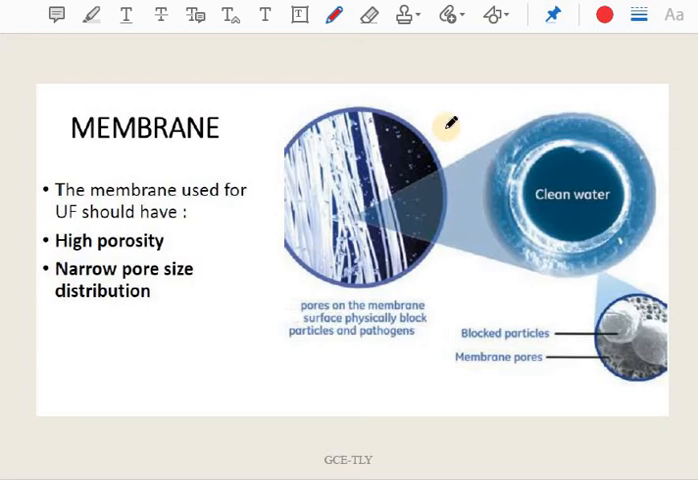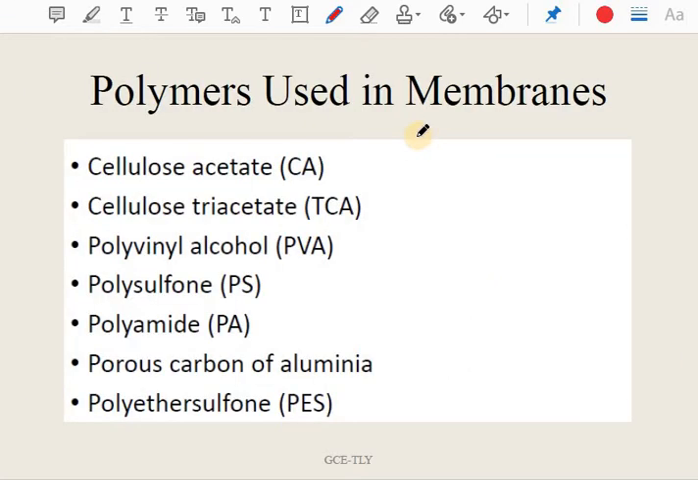An ultrafiltration membrane should have high porosity and narrow pore size distribution. The polymers used in ultrafiltration are cellulose acetate, as we saw just now, and cellulose triacetate, which is called CTA. We have polyvinyl alcohol, which is a sizing agent we saw in the textile process. The same polyvinyl alcohol is also used in manufacturing this ultrafiltration membrane. We have polyamide, polysulfone, porous carbon or alumina, and polyether sulfones used in making the ultrafiltration membrane.